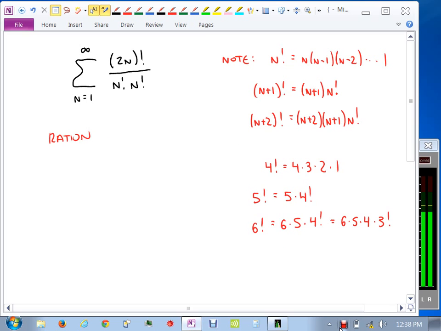Yeah, use the ratio test to determine whether or not this converges or diverges. And have it ready to turn in next time for bonus.